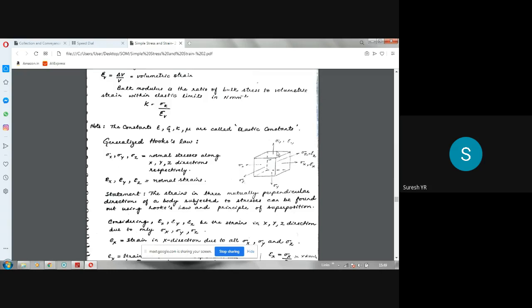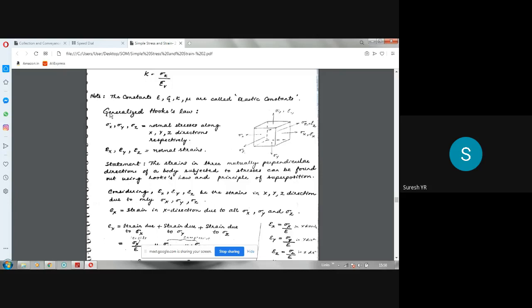But here the stresses are acting in all the three directions. In such a case, this epsilon x is obtained by the principle of superposition, using the effect of sigma x, sigma y, sigma z in this direction. We have to understand this very clearly. The epsilon x is obtained by taking the effect of sigma x, sigma y, sigma z, all the three. Similarly, epsilon y is obtained by taking the effect of all the three stresses, sigma x, sigma y, and sigma z. Epsilon z is also obtained by taking the effect of all the three stresses. So that is why this is called the generalized Hooke's law.